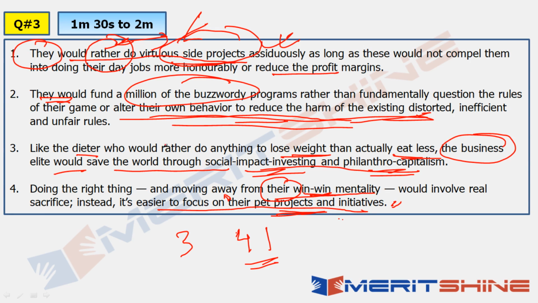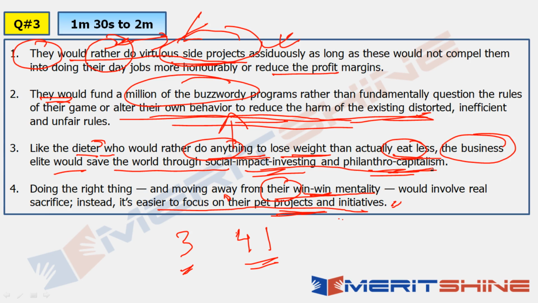So if you look at this, this was the starting. A dieter would not diet, would not eat less. He would rather do anything. So the example of it is this one. So they have drawn an analogy in the first sentence of our paragraph, that business elite are like dieters. But here it was incomplete.